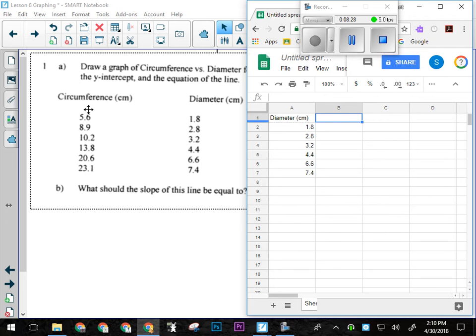And then I want to do the same thing in column B. That's where I want to put circumference. I also want that to be in centimeters. And I'm going to put those numbers in. So 5.6, 8.9, 10.2, 13.8, 20.6, and 23.1.